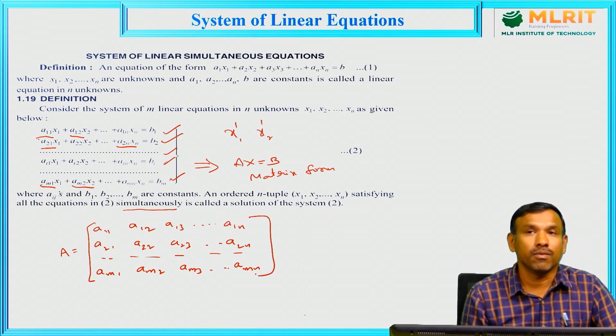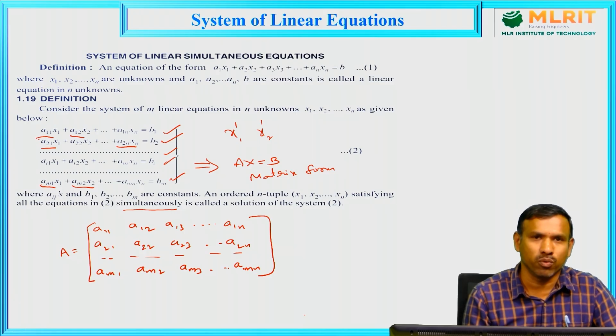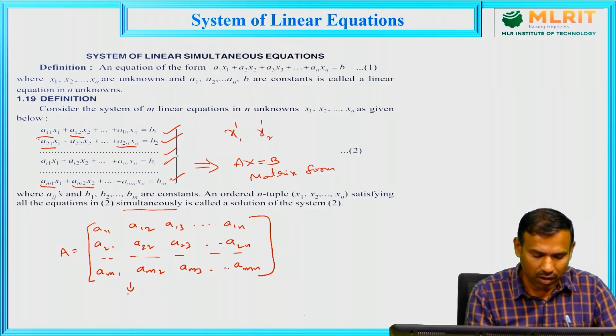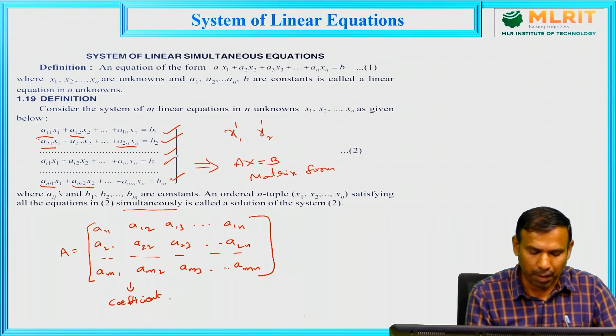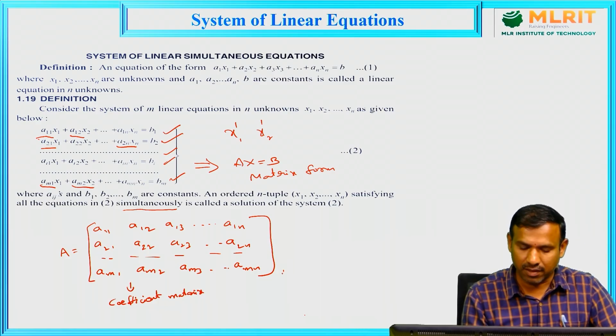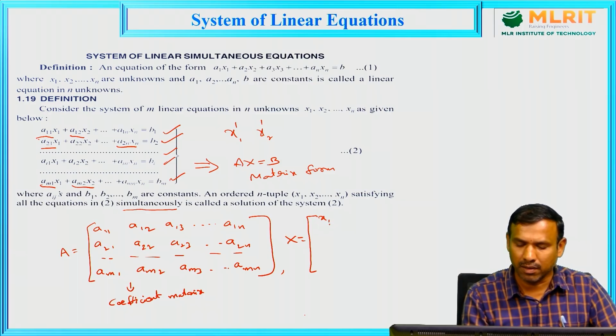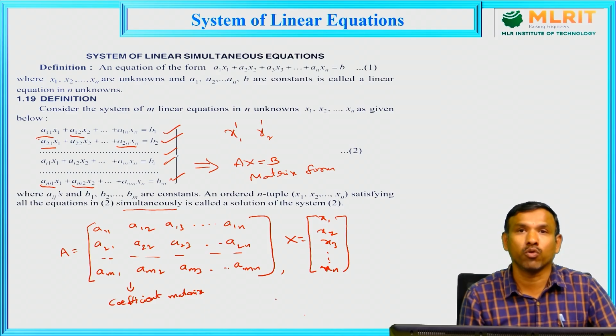So we are writing the coefficients of the unknowns x1, x2, x3 in a matrix form A. This is called the coefficient matrix. Next, X is the unknowns in the system. What we need to determine are x1, x2, x3, and so on. Here we have n unknowns, up to xn. This is called the unknowns matrix.